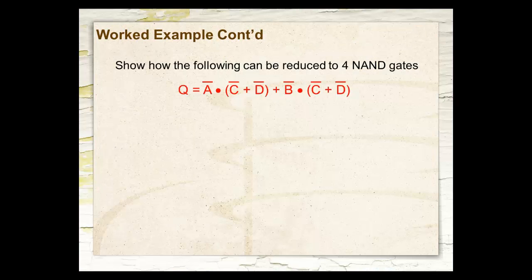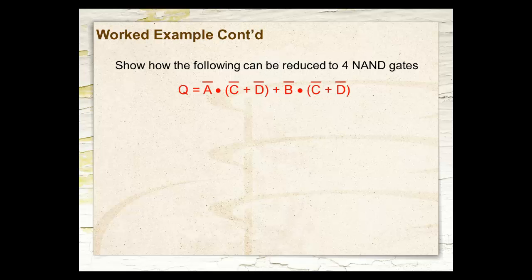Okay, so let's have a look at the examples. That's the original equation. I'm going to give you some time, if you haven't written that down, just to note this down, because I'm going to walk you through this anyway. Show how the following can be reduced to 4 NAND gates. Then we're given that one. And we can notice the first thing that's wrong with this is that we've got a mixture of ORs and ANDs as the connectives. And what we want is the same connective.